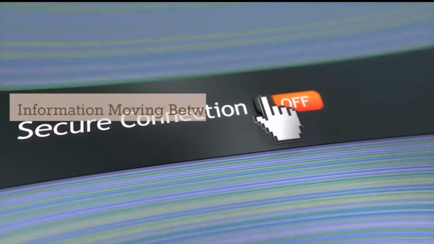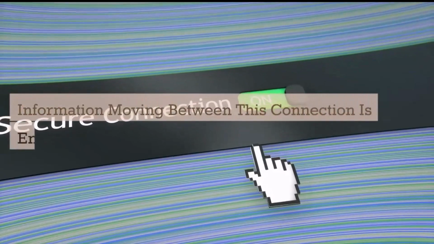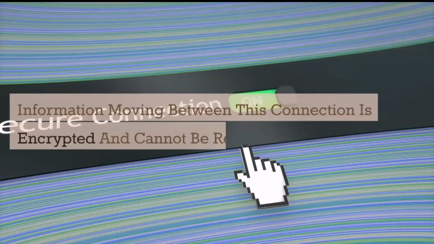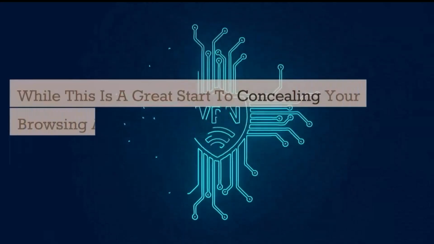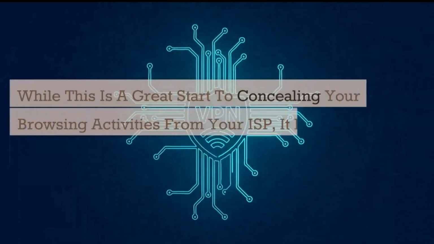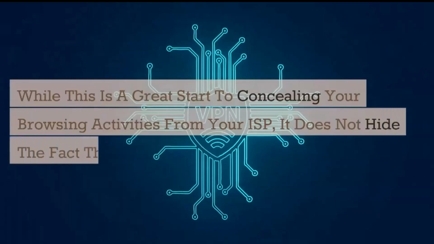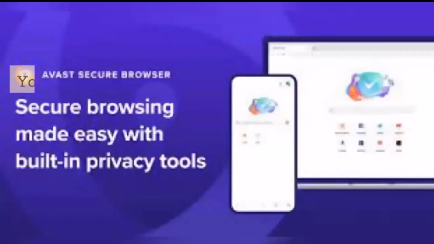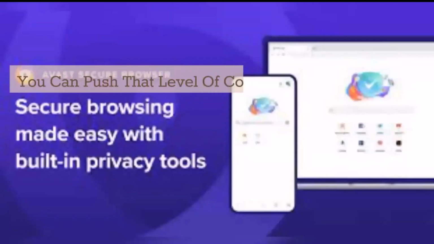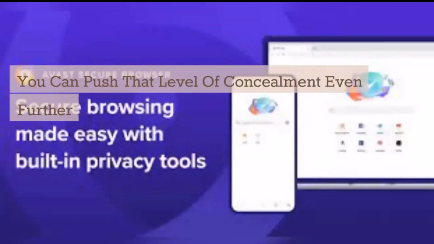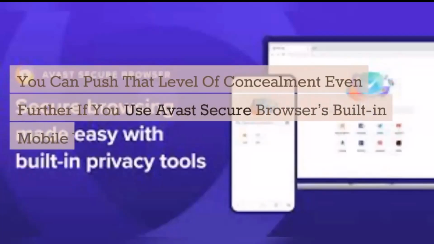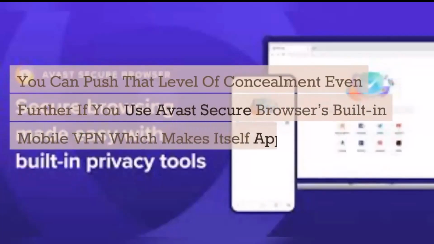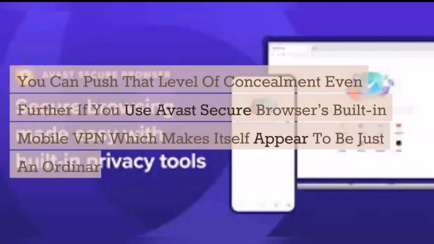Information moving between this connection is encrypted and cannot be read by your ISP. While this is a great start to concealing your browsing activity from your ISP, it does not hide the fact that you're using a VPN. You can push that level of concealment even further if you use Avast Secure Browser's built-in mobile VPN, which makes itself appear to be just an ordinary site.